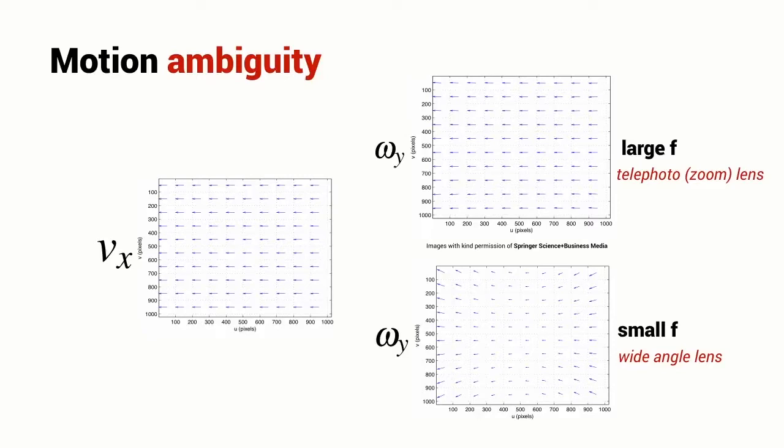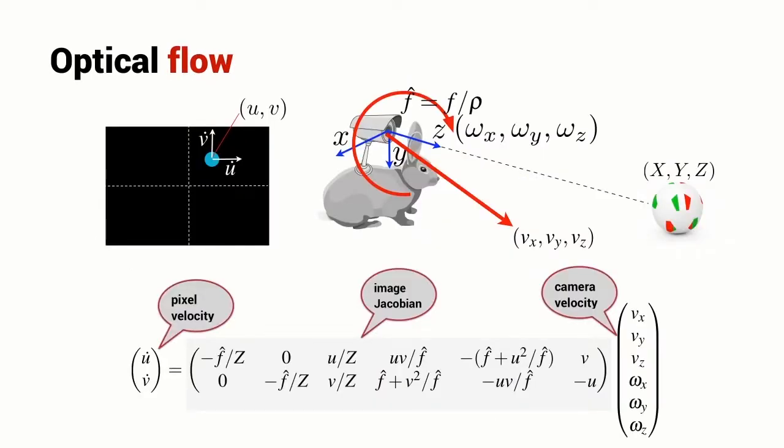For a large focal length, the ambiguity is quite pronounced. As the focal length gets smaller, the ambiguity is much less evident. This ambiguity between Vx and omega y, we also see between Vy and omega x. There's a symmetry there. The relationship between the camera velocity, which is described by a 6-vector, and the velocity of a point on the image plane is described by the image Jacobian matrix.